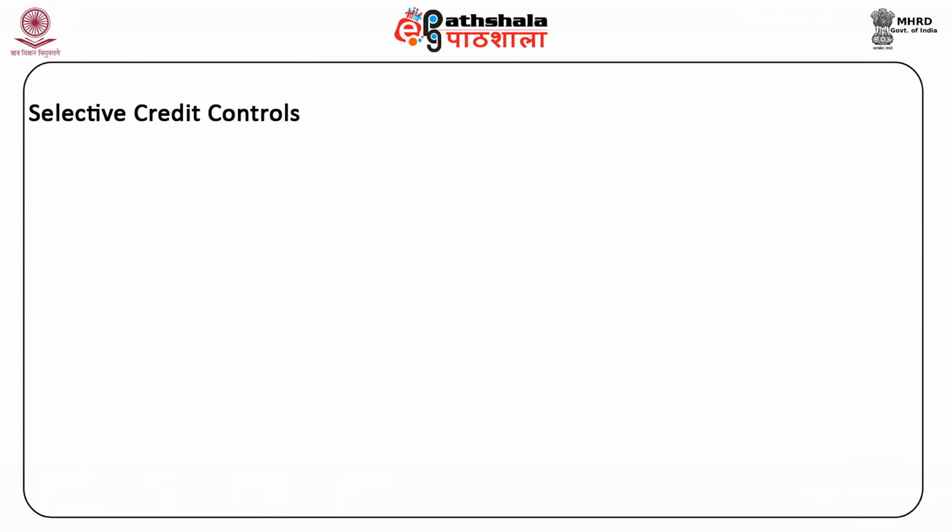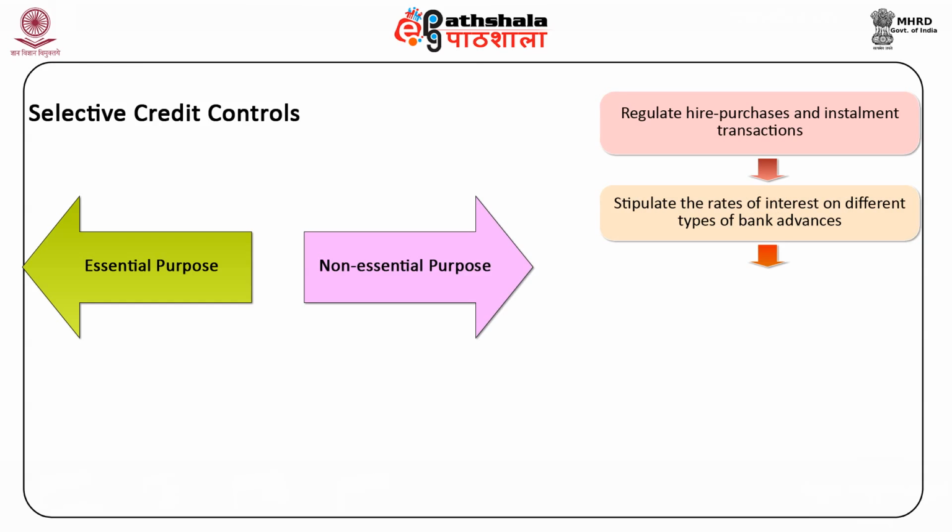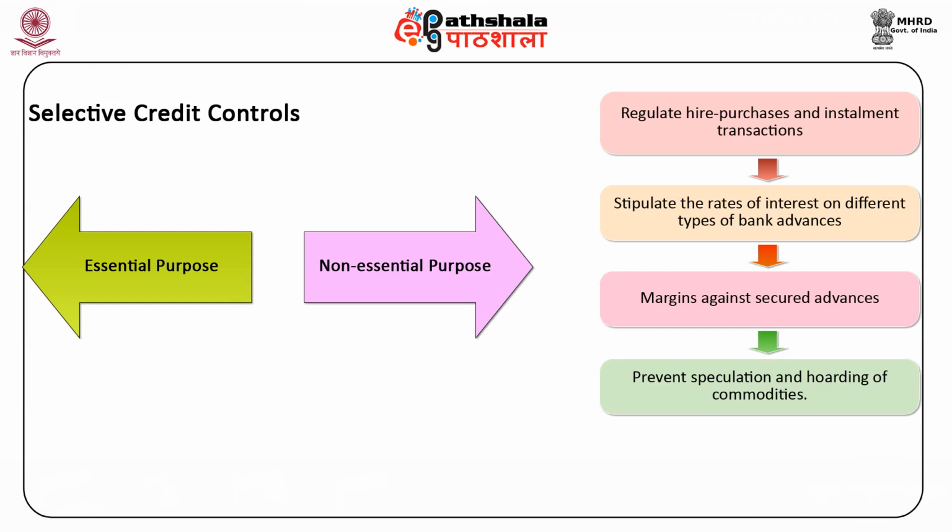Selective credit controls operate on the distribution of total credit. It regulates the use of credit by discriminating between essential and non-essential purposes. It may regulate hire purchases and installment transactions. It can stipulate the rates of interest on different types of bank advances, and may prescribe margins against secured advances. These methods prevent speculation and hoarding of commodities.